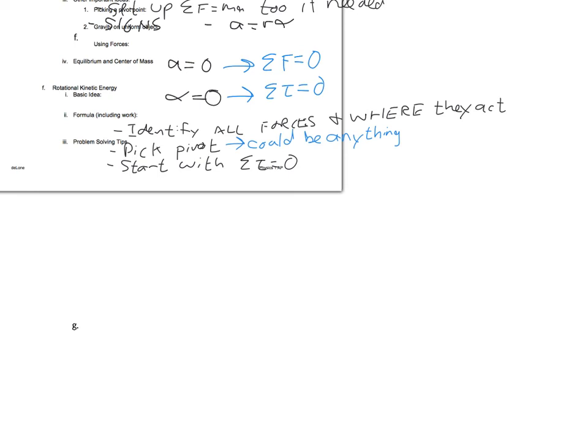All right, a few other tips here. The first is picking a good pivot point. We said we can pick anything to be a pivot point, but there are some things that make a good pivot point. So the key is to pick a pivot where there's an unknown force and one that we don't care about, because then the torque from that force is 0 since it acts on the pivot.